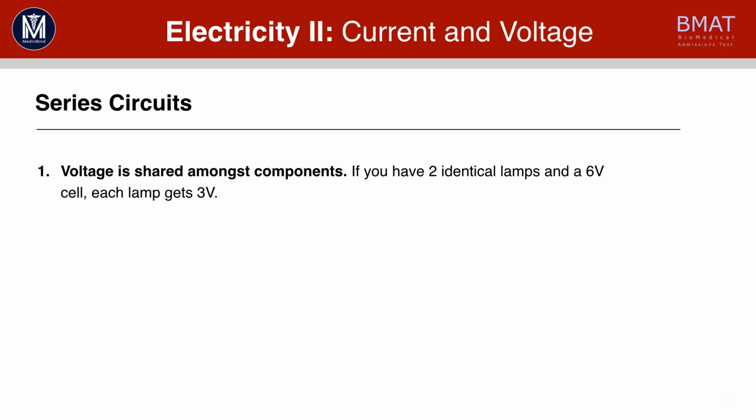If the battery or cell provides 6 volts of energy and there are 2 identical lamps with equal resistance in the circuit, each lamp will get 3 volts. The second rule, current is the same in all parts of the circuit. You can calculate the current by dividing the total voltage of the battery or cell by the total resistance in the circuit. Current is not used up along the circuit, and that means that you can add an ammeter anywhere in the circuit. The current will always be the same.